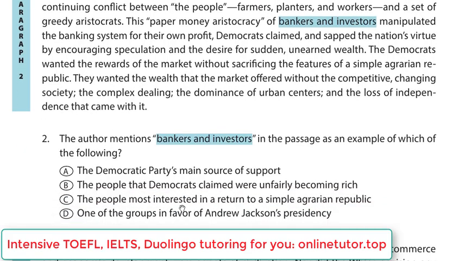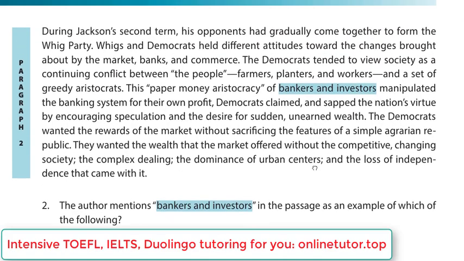C. The people most interested in a return to a simple agrarian republic. Absurd. They didn't want any agrarian republic. They wanted a lot of money. They didn't want to work with pigs and horses. And D. One of the groups in favor of Andrew Jackson's presidency. You know, let's think about it. But you see, it's not written about this.